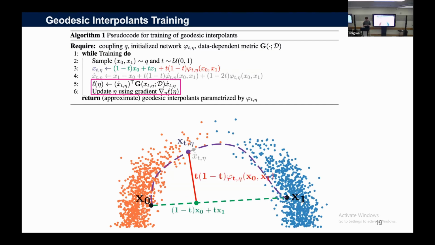We optimize and we find paths that avoid those regions of space with no samples, because those regions of space will have a large metric, so large norm of the metric, so will be highly penalized by the loss. And you're going to see in a second what kind of metrics actually achieve that. Okay.